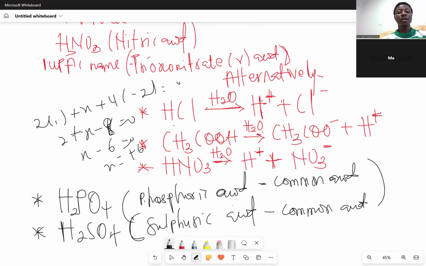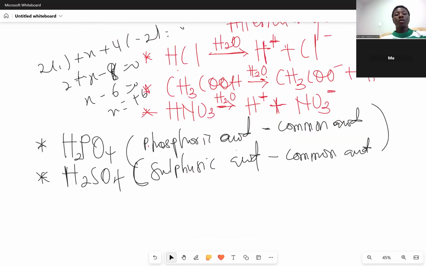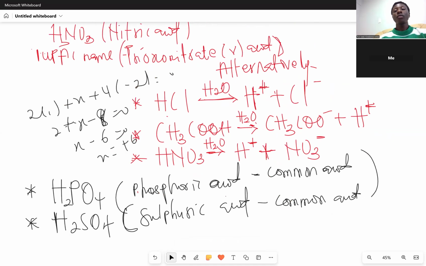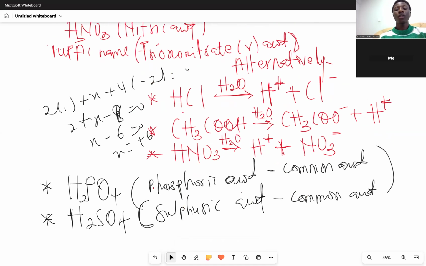Then for that of sulfuric acid, that one is tetraoxosulfate 6 acid. Again, the first one, the IUPAC name will be tetraoxophosphate acid. Then the second one, it will be tetraoxosulfate 6. So phosphate, sulfate. I don't wish to write it, so you can later go and play the video and you get it.